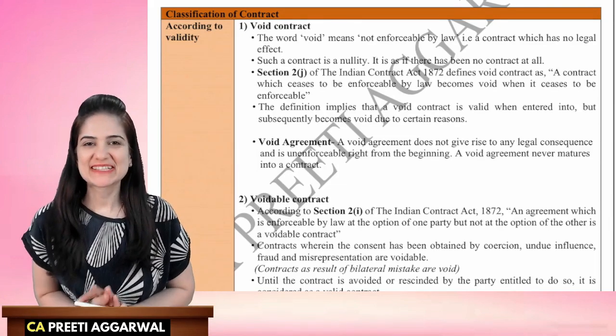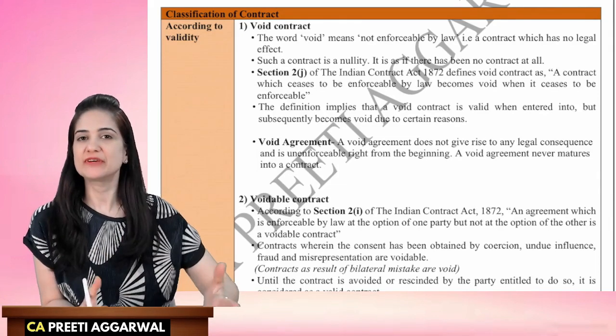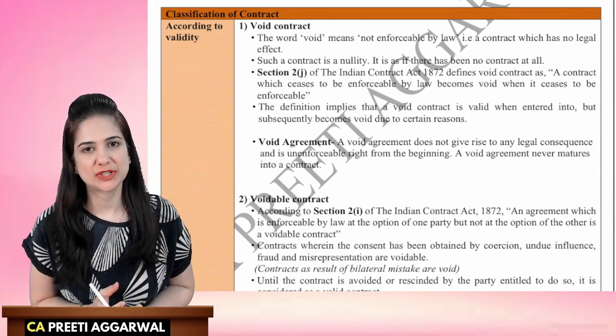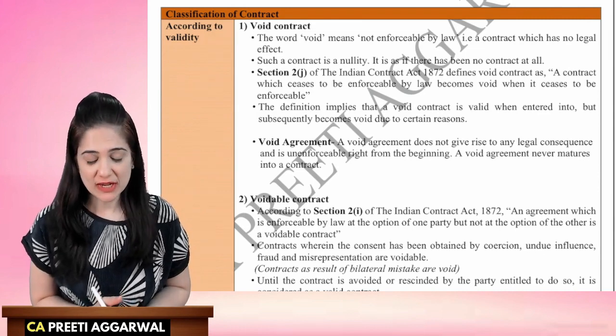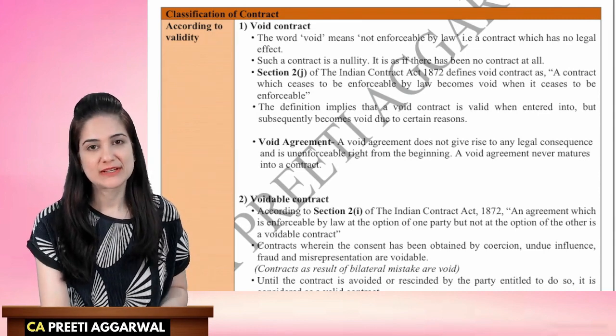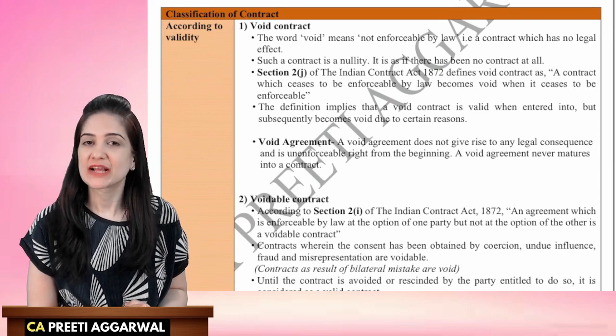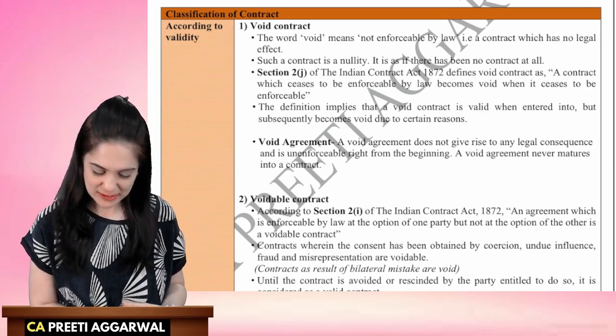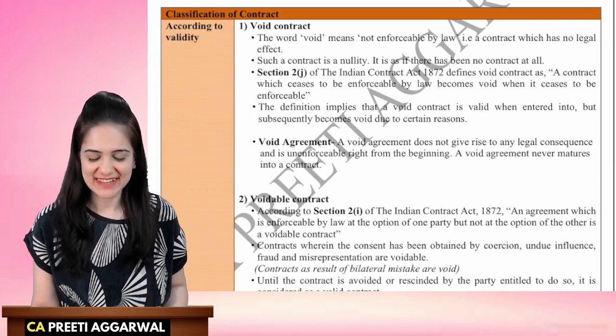All right, everyone, let us continue our discussion. In my previous session, I had discussed the essential elements of a valid contract. Let us continue, and in this session, we will discuss classification of contract. Okay, so let's get started.